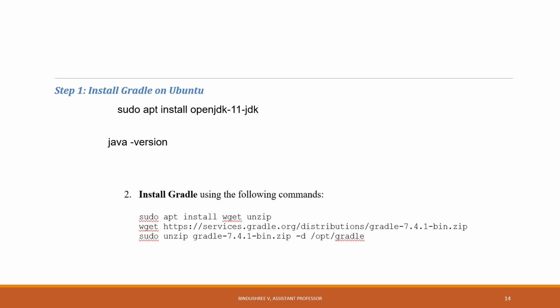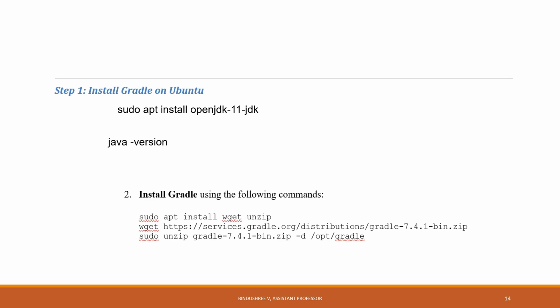In order to work with Gradle, we require a Java Development Kit. So before installing Gradle, we should verify the version of Java. You can execute this command directly, and if you are able to see the version, it means JDK has been installed successfully. If you don't see the version, then go to this step and install OpenJDK 11 or above, like 17, because our Gradle 7.4.1 works with OpenJDK 11 or above.